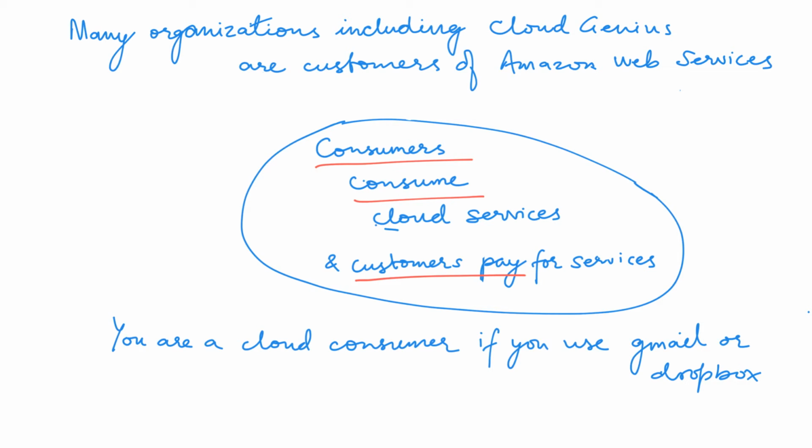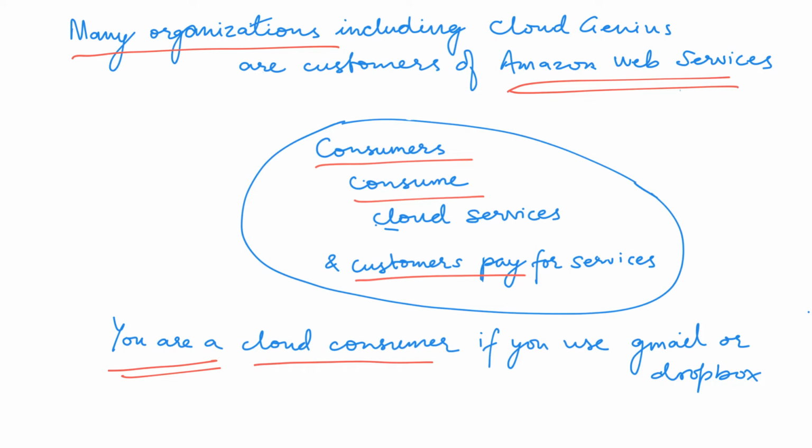And many organizations, including Cloud Genius, are customers of Amazon Web Services. That's just an example. Many companies use a variety of cloud services. This company, for example, is providing services, and many companies around the world use these services from those companies. You are a cloud consumer if you use Gmail or Dropbox for storing your photos and pictures and other files.